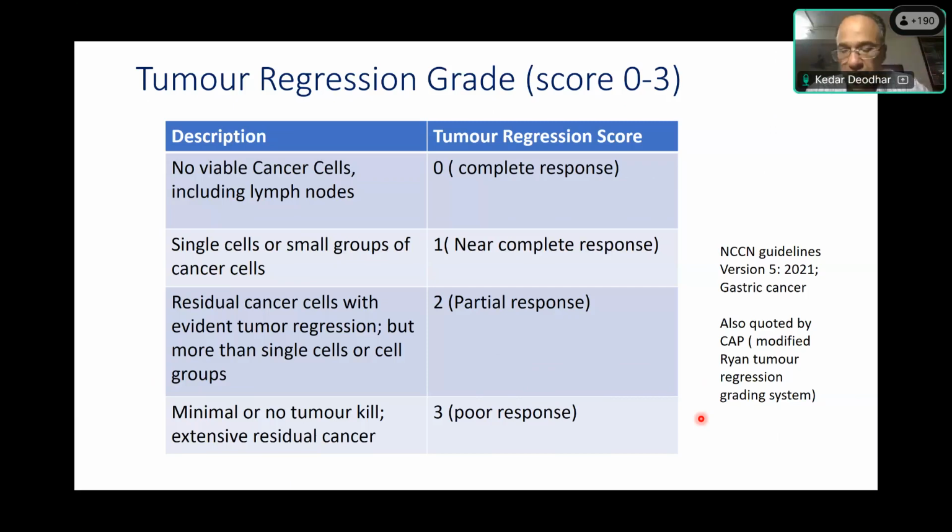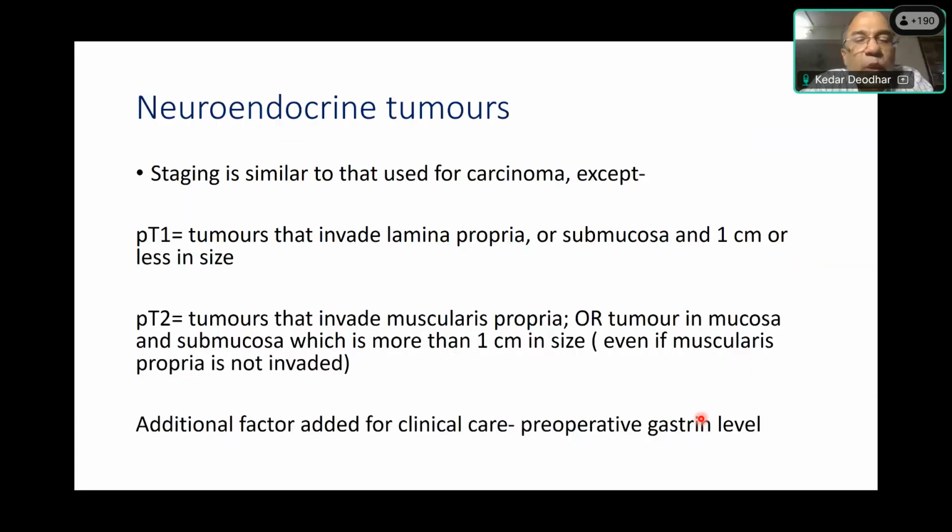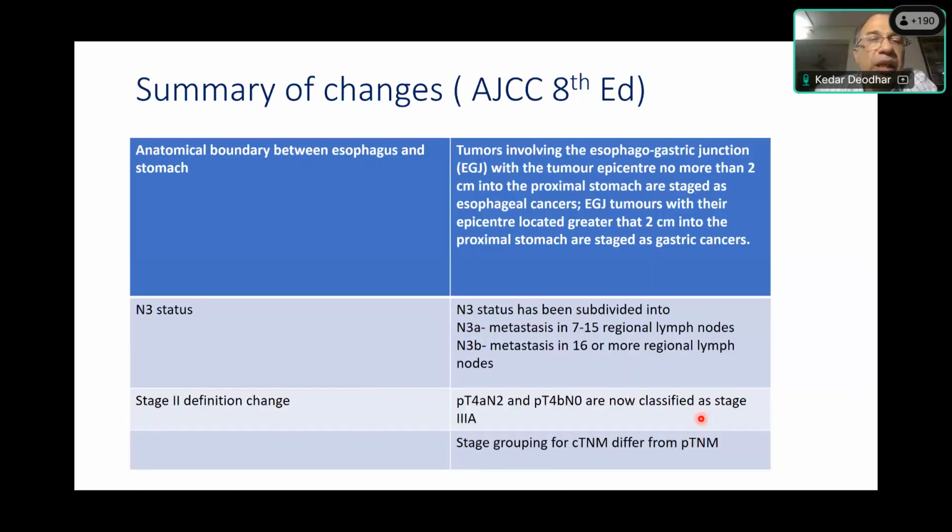Okay, so that's that. For neuroendocrine tumor, T1 stage is the same, and T2 is a tumor that invades the muscularis propria. But the only difference is that a tumor in the mucosa and submucosa which is more than 1 centimeter in size is called a T2 tumor in neuroendocrine tumor. So I think we can skip this slide. This is the summary of the changes between the 7th and 8th classification in stomach.